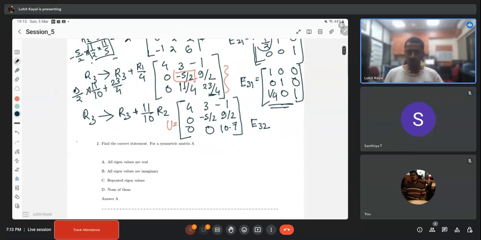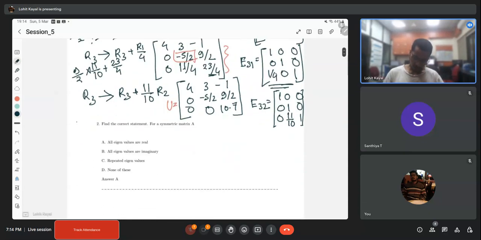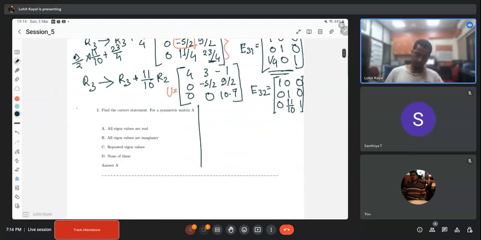Now what will be the corresponding E32? The first row will be the same. The second row will also be kept intact, but I am changing the third row. I am multiplying the second row with 11 by 10 and adding with the third row. So 1 0 0, 0 1 0, 0 11 by 10 1. Okay, I don't have any space here, so I am overwriting. I am writing here.